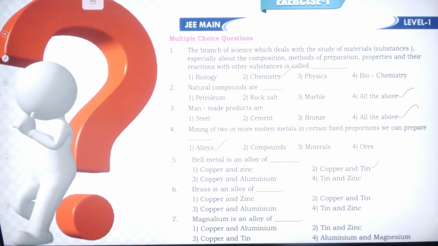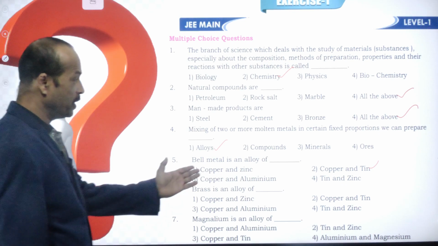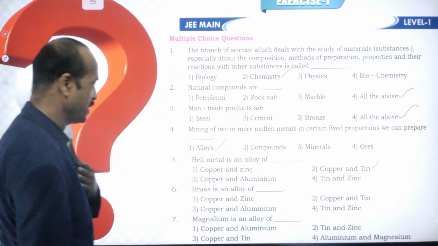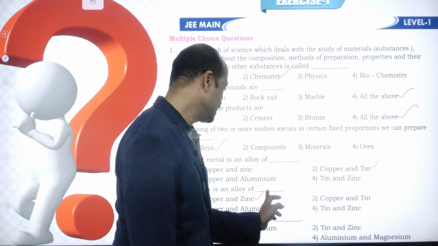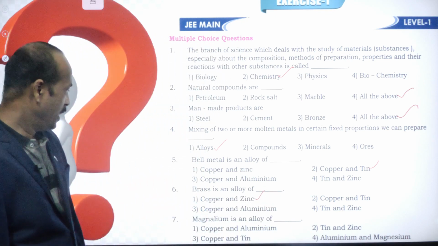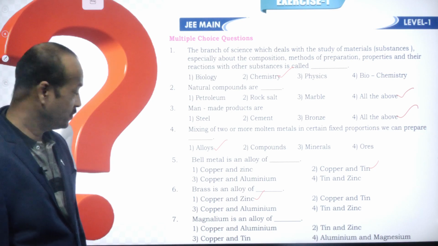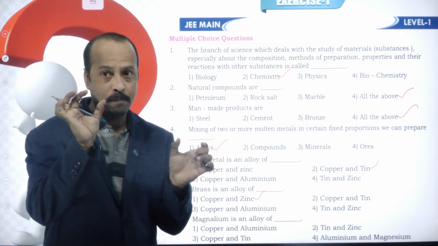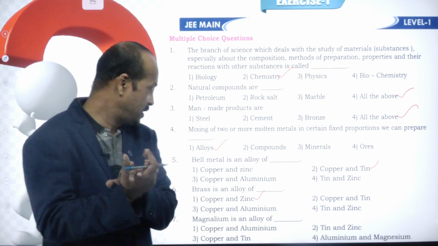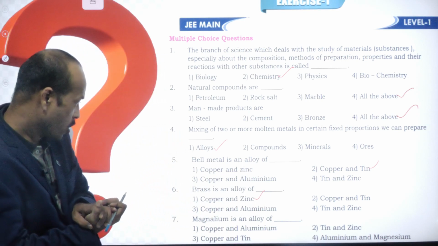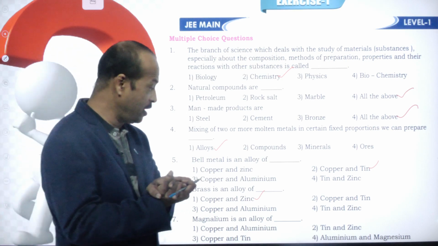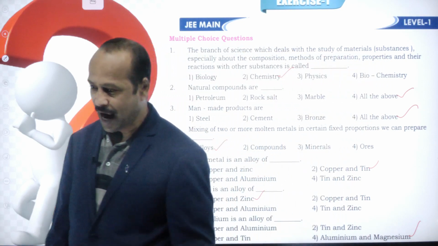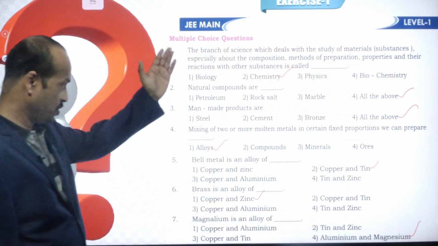Similarly, brass. Brass is what? Copper and tin, already it has gone to bell metal. Now what is it? Copper and zinc, copper and tin, copper and aluminum, zinc and copper. So the answer is copper and zinc. Okay. Next, magnesium is an alloy of. Magnesium, just now I told you, magnesium. By the name you see, magnesium and aluminum. The name itself can tell you. So, copper, aluminum, tin and zinc, copper and tin and aluminum and magnesium. So the answer is aluminum and magnesium. Correct? So once you check.